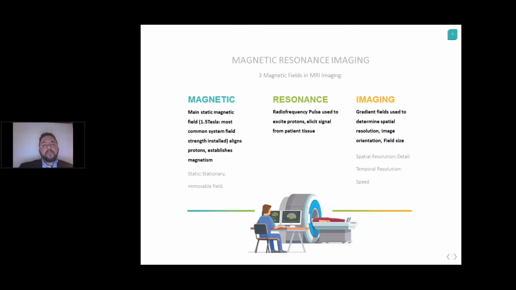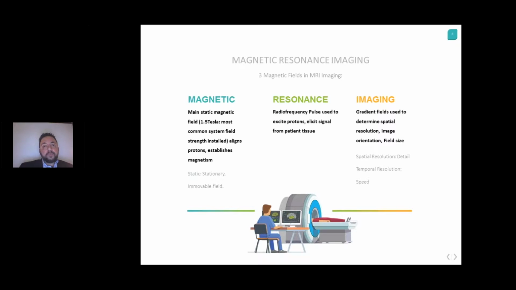So specifically, the static magnetic field, most commonly a 1.5 Tesla magnet, 3 Tesla higher field strength, aligns protons, establishes magnetism. This static field, defined as a stationary and movable field, is the concern when we look at the torpedo effect or things that could pull or enter into the MR environment.